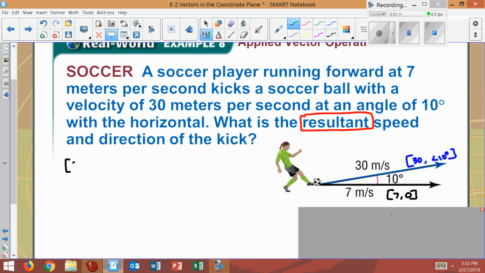So I'll just write them over here again, 30, comma, 10 degrees added to the speed of her running will give you actually how far that ball will travel. So this is like if she kicked flat-footed, this is how far it would travel. But with running, the ball will travel further. So let's see what we get when we go to the calculator.